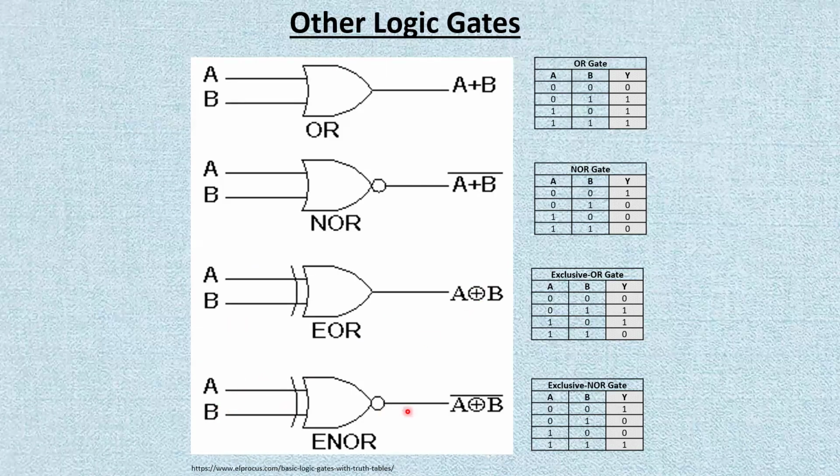And of course, exclusive NOR is the opposite of exclusive OR. So you see that this table is just the negative version of the exclusive OR. Well, these are negative versions of each other.